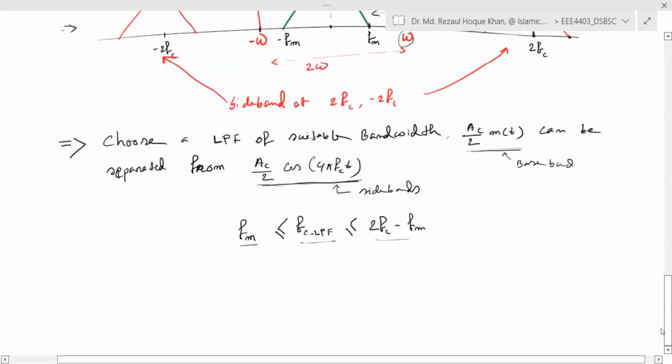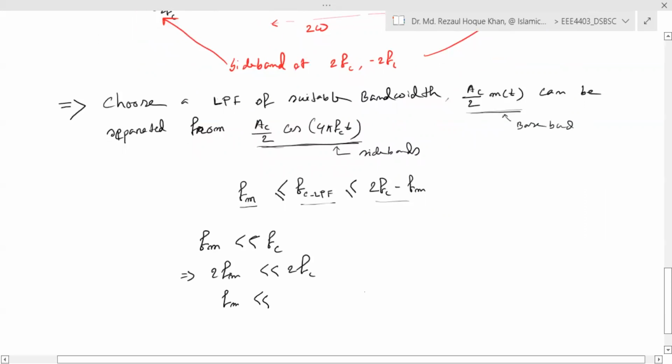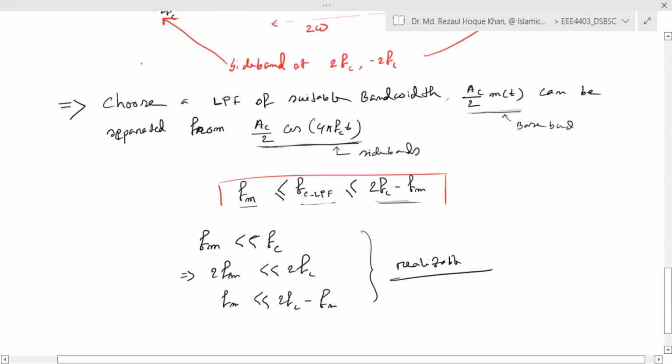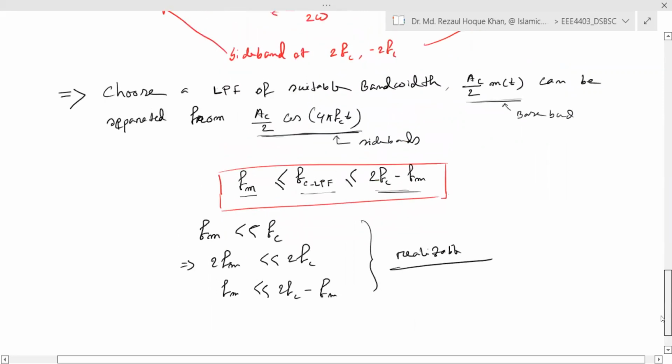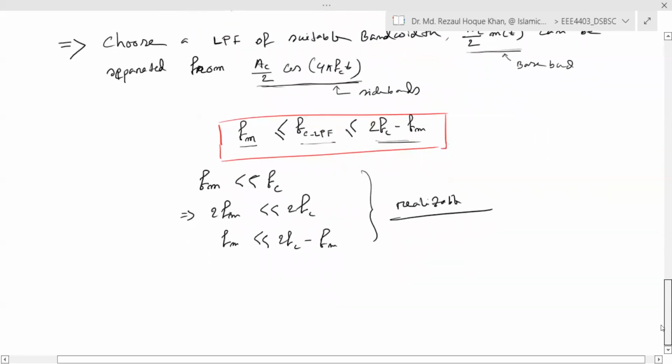That is realizable, because we know that Fm, the frequency of the message signal, is much lower than Fc, the carrier frequency. So twice Fm is also much lower than twice Fc, which ultimately gives us that Fm is much lower than twice Fc minus Fm, which is this condition. So this is realizable, means the cutoff frequency of the low pass filter is a practical one. Okay, so this is the condition that double sideband suppressed carrier demodulation should follow.